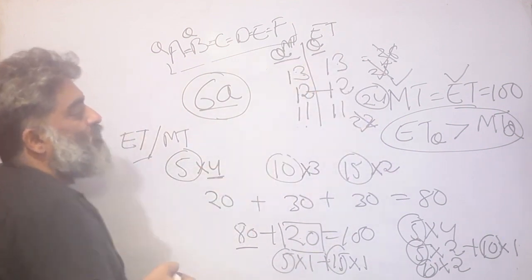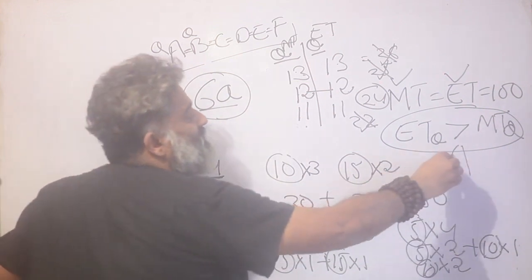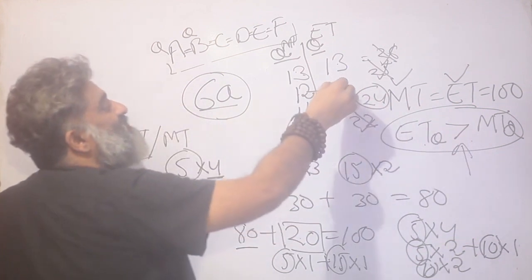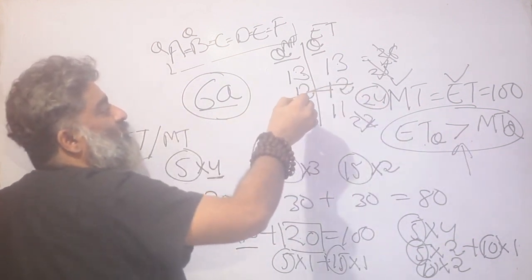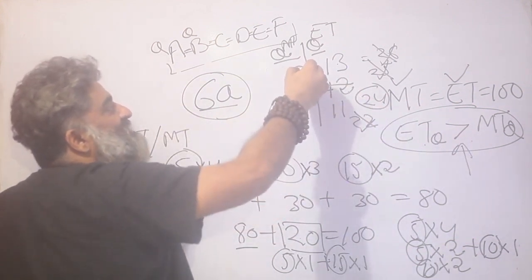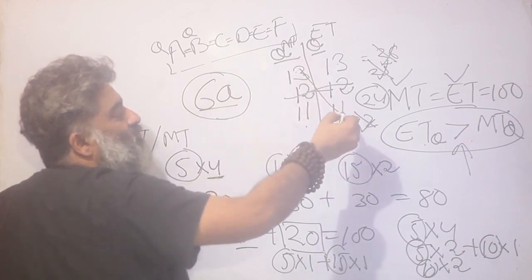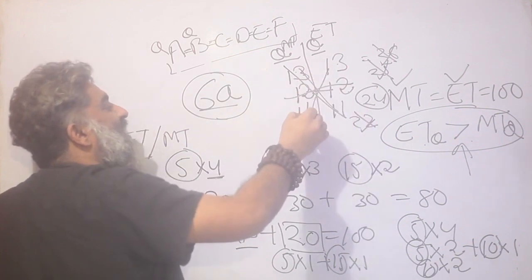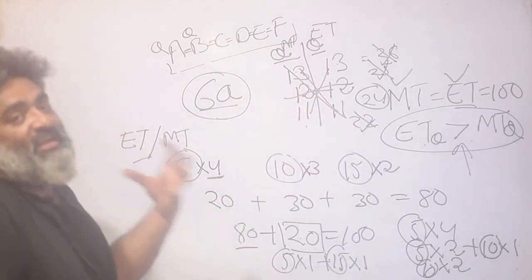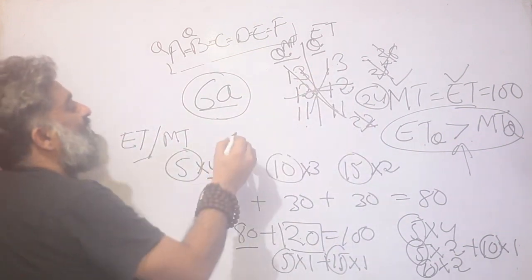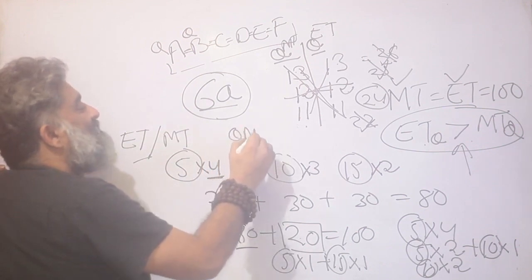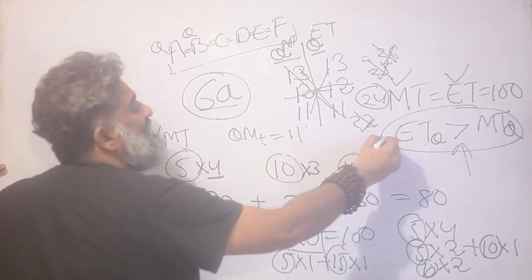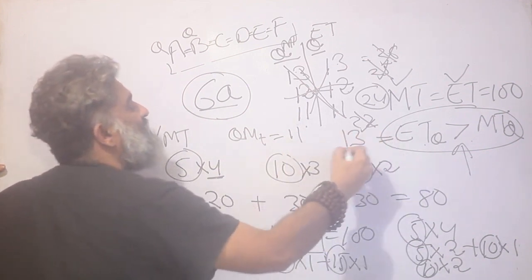Now throw in this rule that the number of questions in ET has to be greater than MT. That means this rule is not going to work for you. They can't be equal. That means even this story is not going to work for you. Why? Because ET should be greater, so I can't have this. I can only have this. And that is a very, very big conclusion that I have made, that the number of questions in MT is equal to 11 and the number of questions in ET is equal to 13.